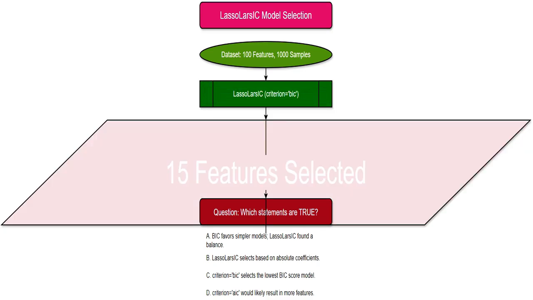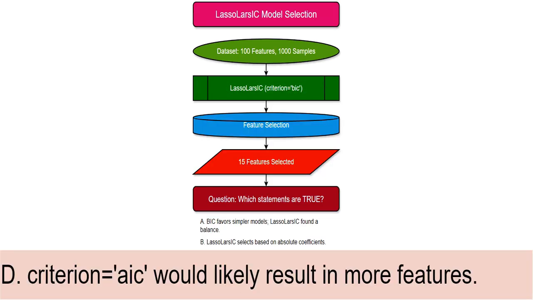After running LassoLarsIC with the BIC, the algorithm decided that only 15 of the 100 features are essential to build an accurate prediction model. This is a significant reduction in complexity. If I had used the Akaike Information Criterion, AIC, instead of BIC, I would likely end up with a model that uses more than 15 features. AIC and BIC are both ways to balance model fit and complexity, but AIC is less strict about complexity. It is more tolerant of adding extra features than BIC.